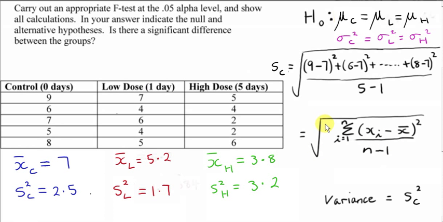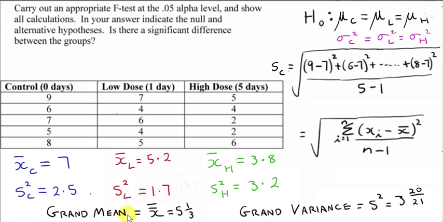Okay, if you do this in your calculator, press the S button, and you'll have the standard deviation, but if you want the variance, you'll have to square the result. So for the first group, the variance is 2.5. And I've written down the sample variances of the next 2 groups as well.